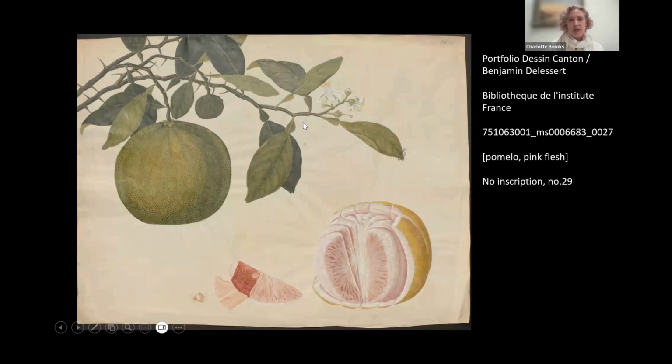Some elements of the leaves and the shape of the stems are quite similar, but it is definitely a unique drawing in its own right. And again, we don't have a plant name here and we don't have a transliteration.